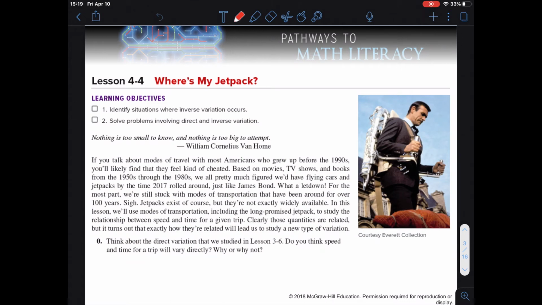So in Unit 3, we learned about direct variation. So you know that has to go through (0, 0), because if you have none of one thing, you have none of the other. If your input doubles, your output doubles. If your input triples, your output triples.